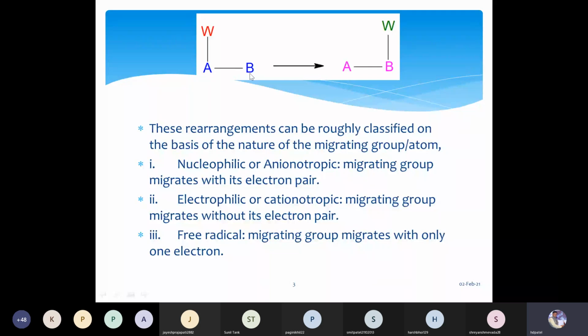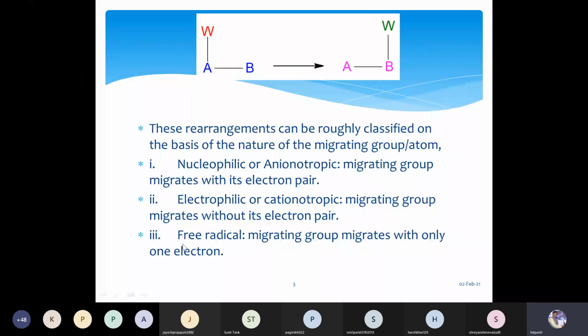This is one condition. The next one is known as electrophilic or cationotropic. Cation means positive charge, electrophile means positive charge. Means W will migrate from this position to B without its electron. Means W is giving its electron to A, and without the electron W will migrate. So this type of migration is known as electrophilic migration. The migrating group migrates without its electron pair.